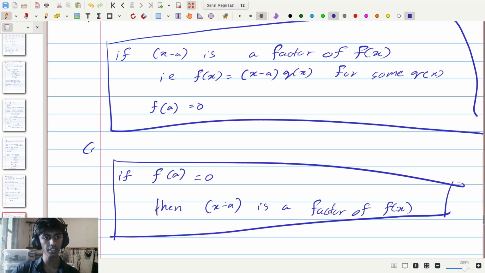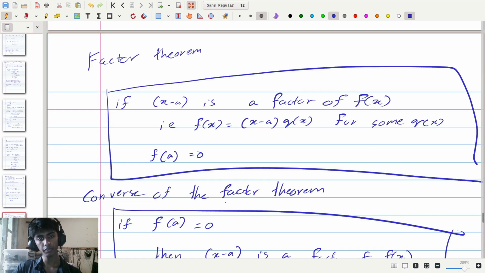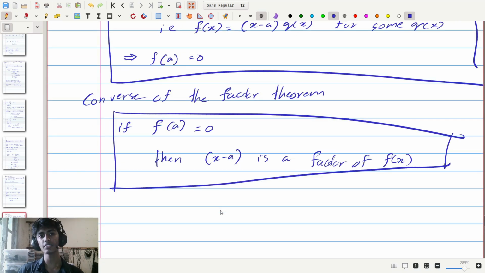This is the converse of the factor theorem. We actually have a way to write this. From the first thing, what we get is that x minus a being a factor of f(x) implies that f(a) is 0. From the second one, what we get is that f(a) being 0 implies that x minus a is a factor of f(x). So we can write this.